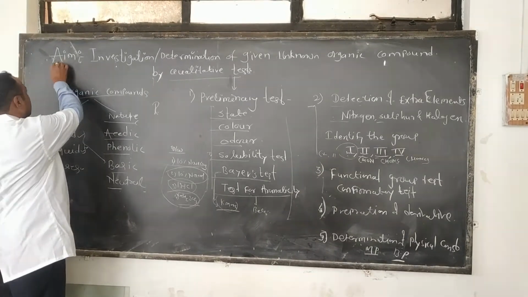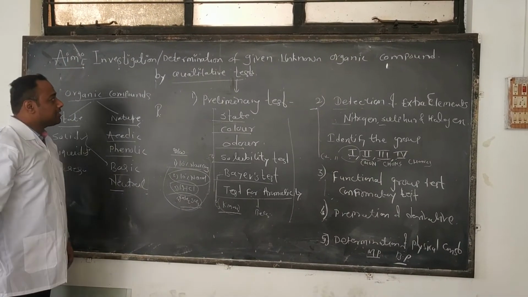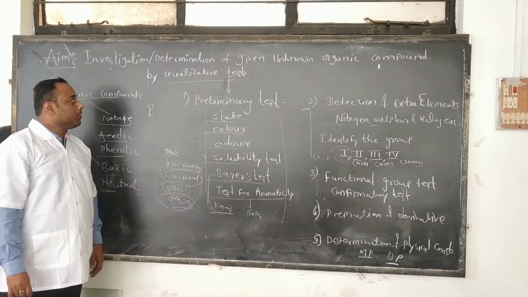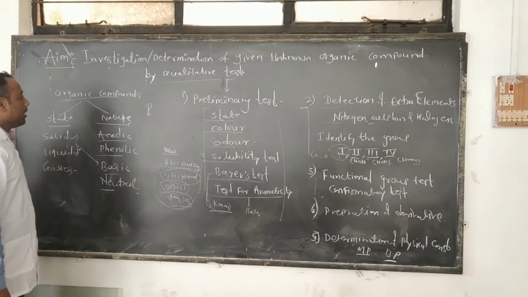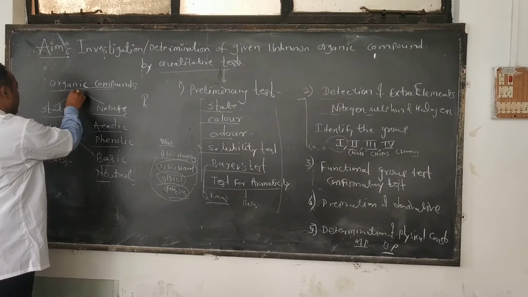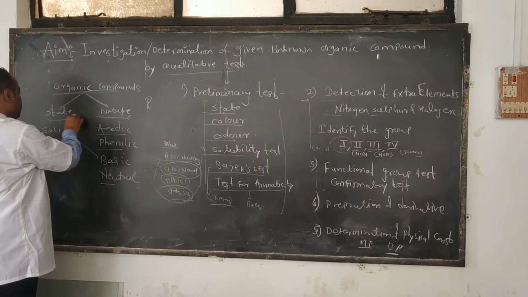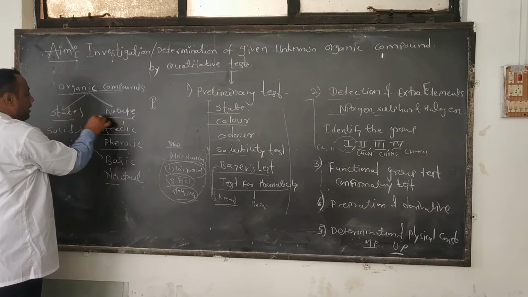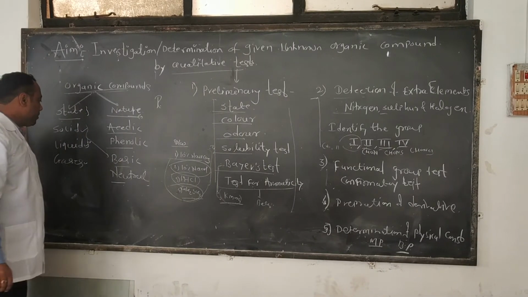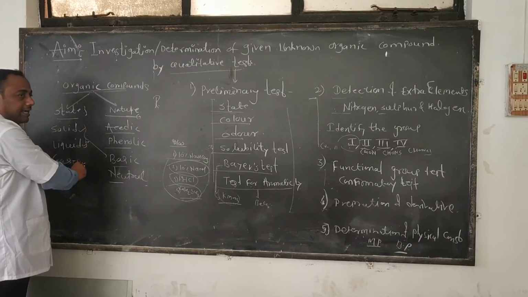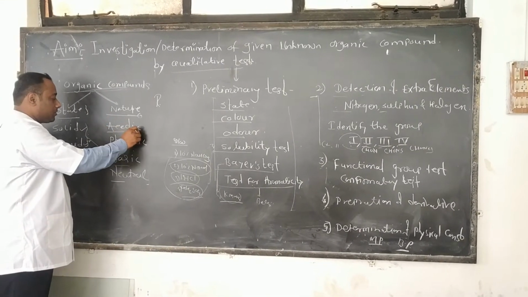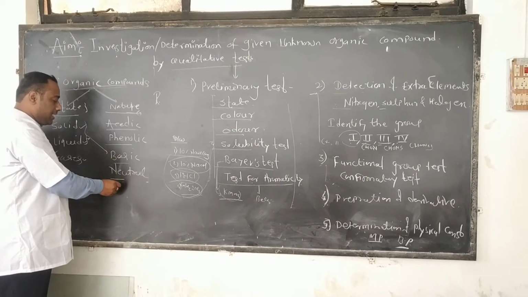Now today's practical aim is investigation or determination of given unknown organic compound by qualitative test. Basically, these organic compounds are classified according to two major classes. First one is according to state and second according to the nature. According to state, these organic compounds are solid, liquid and gaseous, and according to nature, these organic compounds are acidic, phenolic, basic and neutral in nature.